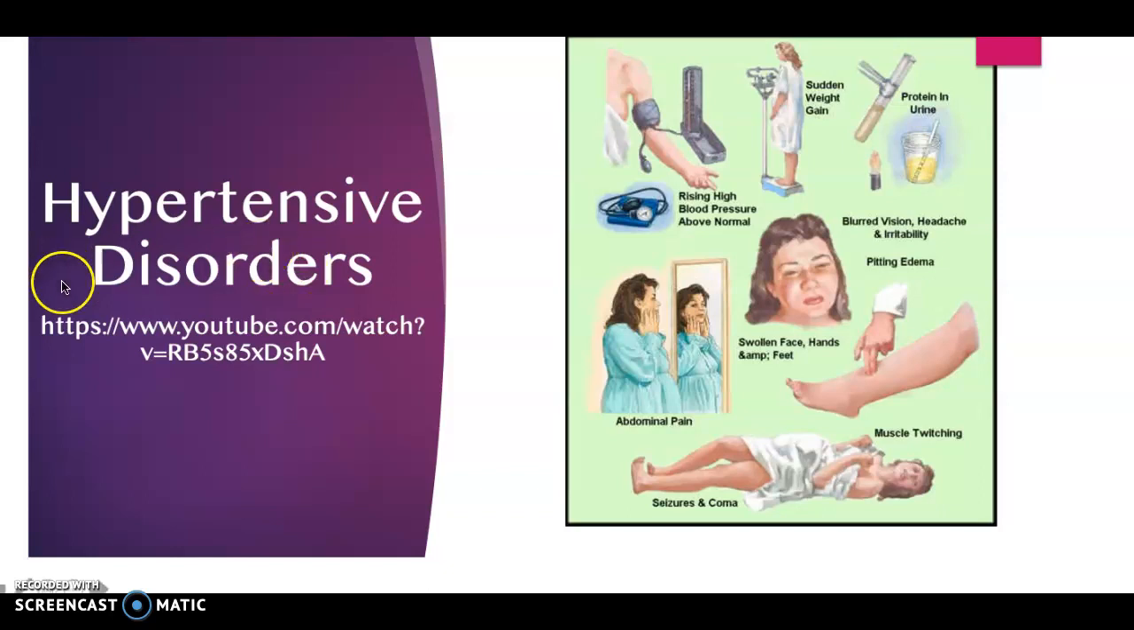But if you see increased blood pressure, and it doesn't necessarily have to be above normal, it just has to be above her baseline, if you see that happening after the 20th week, especially if it's associated with these different kinds of symptoms, then we're going to diagnose our patient with preeclampsia.